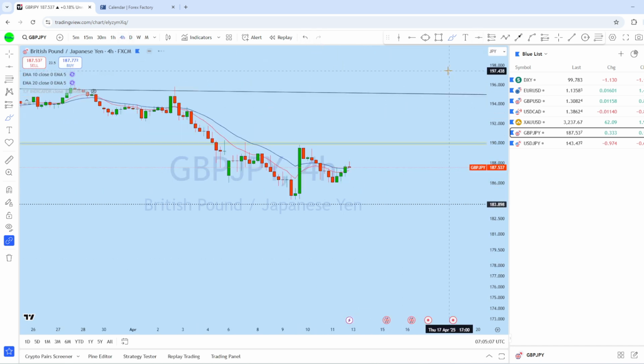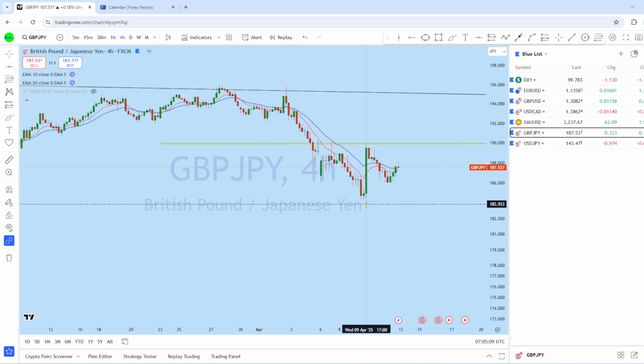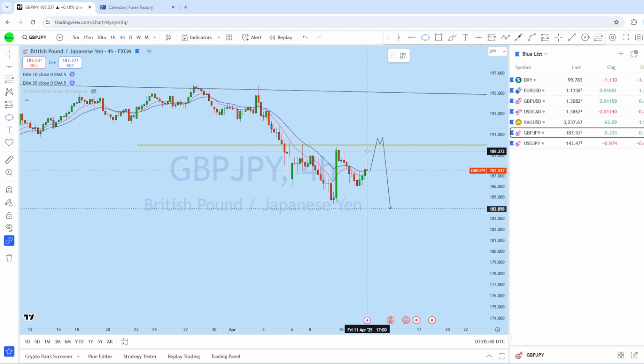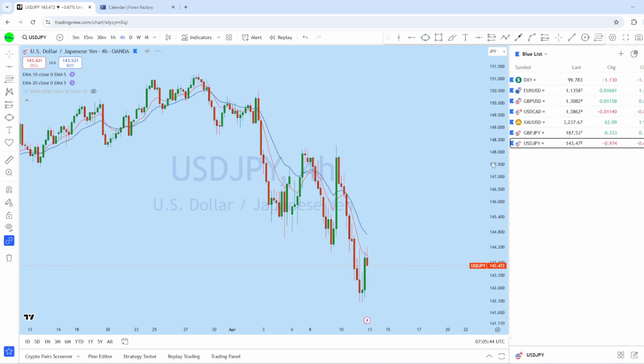Now looking at the 4-hour chart, we can see that there was a false breakout here and the market has managed to break below. Currently the market is a little sideways, and I think that it requires deeper liquidity, as above this level is where there is high liquidity. We might see GBPJPY breaking that high, grabbing that liquidity and then breaking below for the long-term direction of the trend. Now let's look at dollar yen.